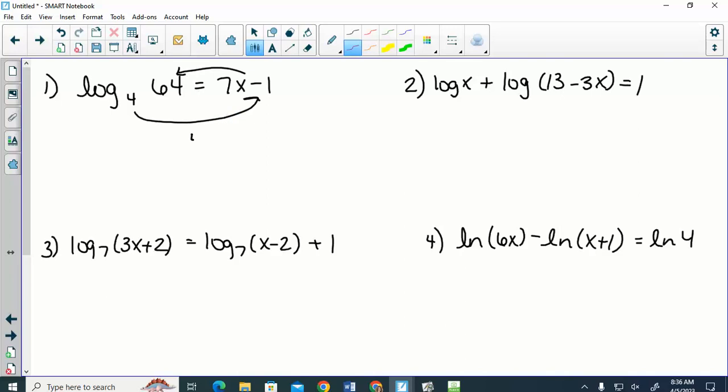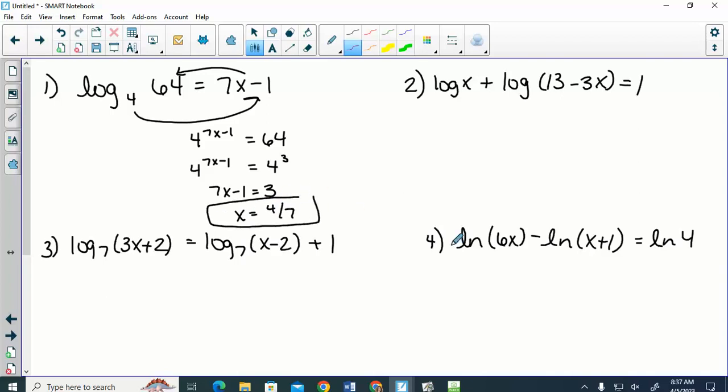So, 4 to the 7x minus 1 equals 64. 64 is 4 to the third, so we have a common base. So you can say 7x minus 1 equals 3. Add your 1, divide by 7, and you get 4 sevenths. Is that one okay?